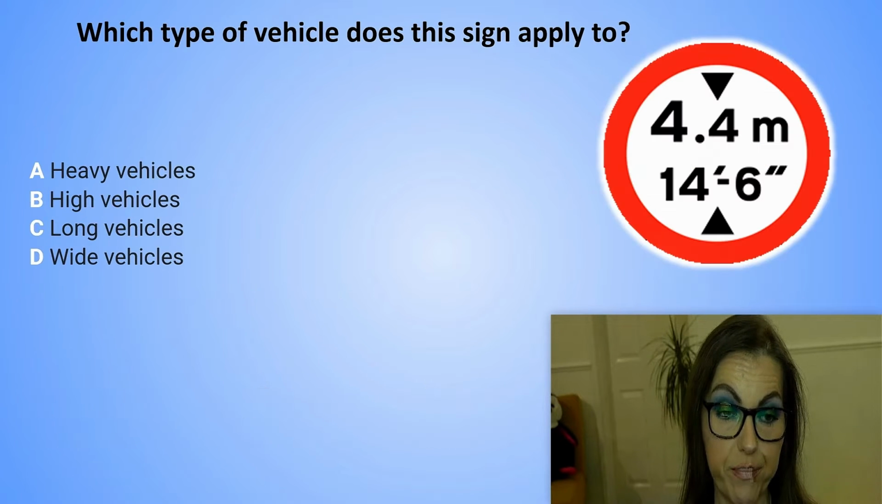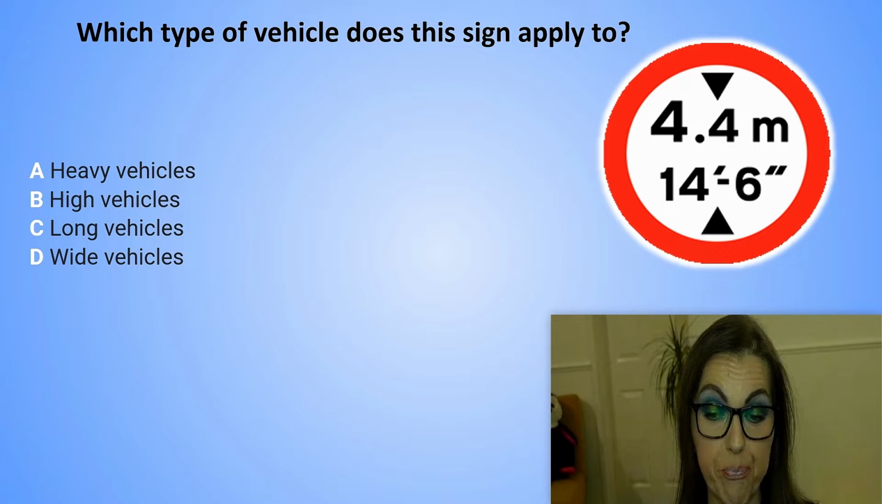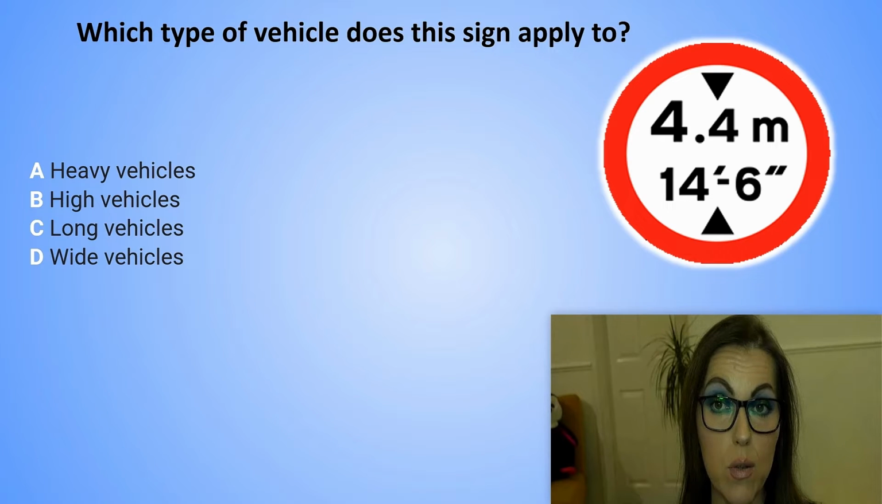Next question. Which type of vehicle does this sign apply to? A. Heavy vehicles. B. High vehicles. C. Long vehicles. Or D. Wide vehicles. And the countdown starts now.